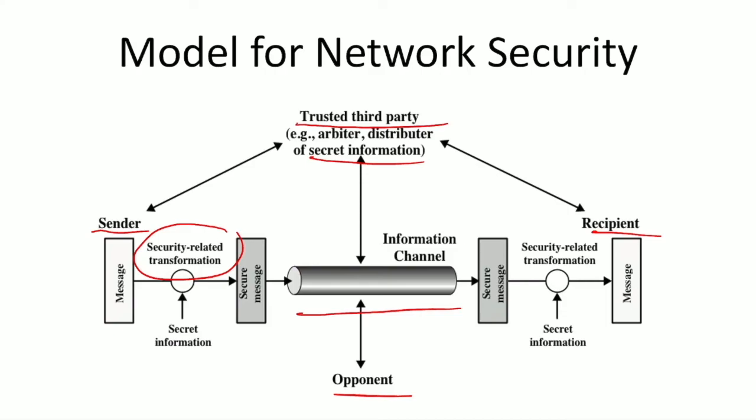So this model shows that there are four basic tasks in designing a particular security service. Number one, designing an algorithm for providing the security-related transformation. Number two, generate the secret information to be used with the algorithm. Number three, develop methods for the distribution and sharing of the secret information. Number four, specifying a protocol to be used by the two principals that makes use of the security algorithm and the secret information to achieve a particular security service.